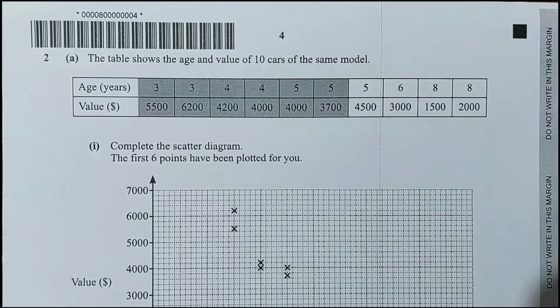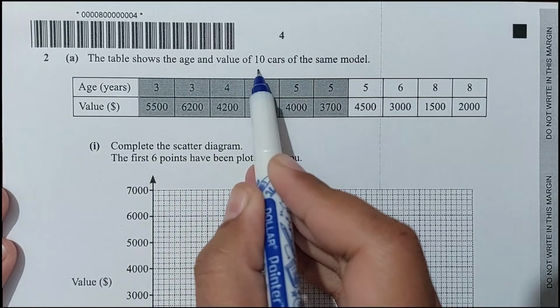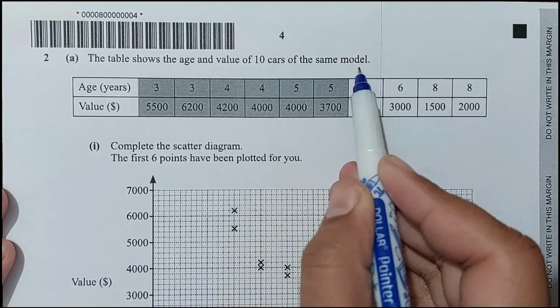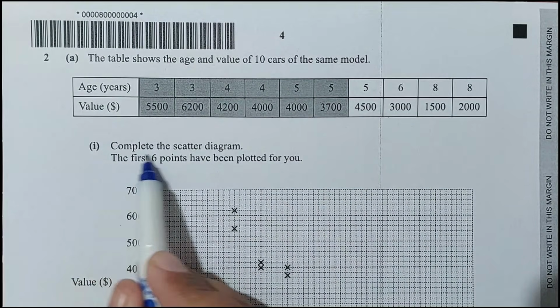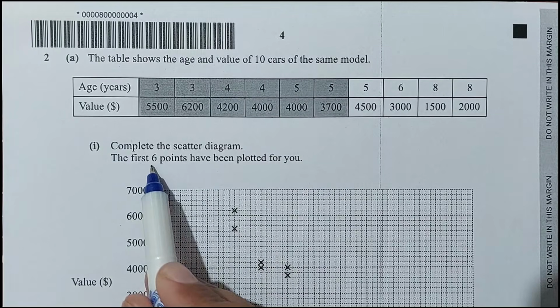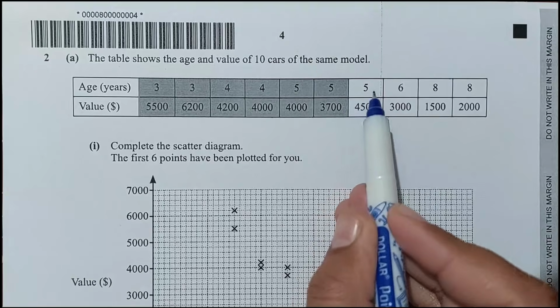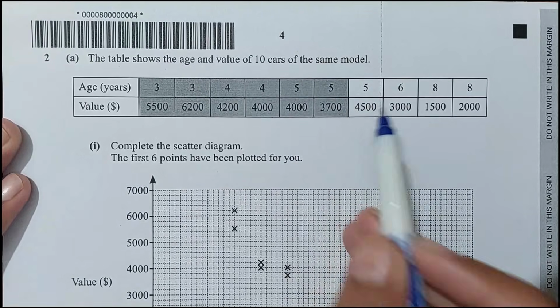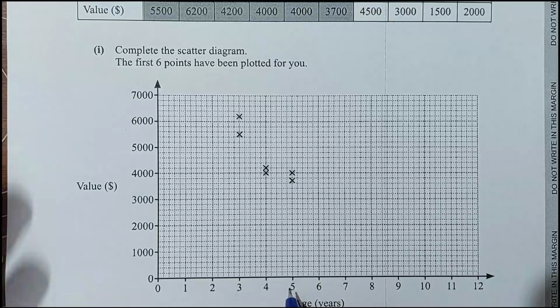All right. Question number 2, part A. The table shows the age and the value of 10 cars of the same model, age in years and the value in dollars. Number 1, complete the scatter diagram. The first 6 points have been plotted for you. The next point is when the age is 5 years, the value is 4,500. For 5 years, the value is 4,500.